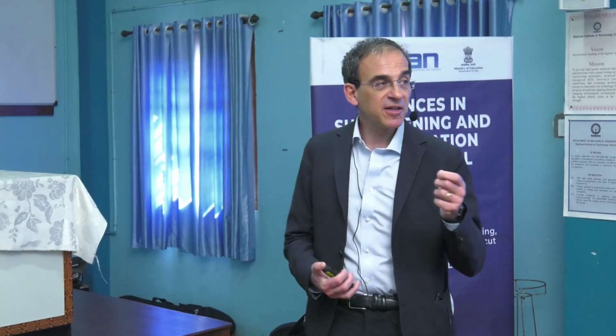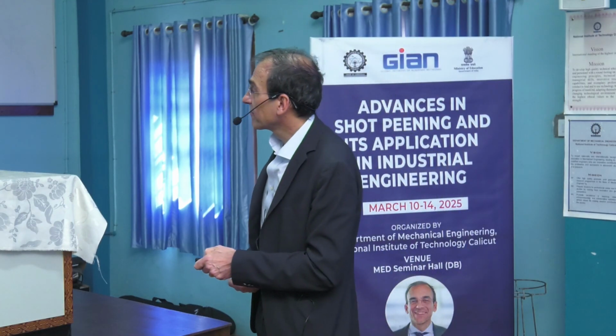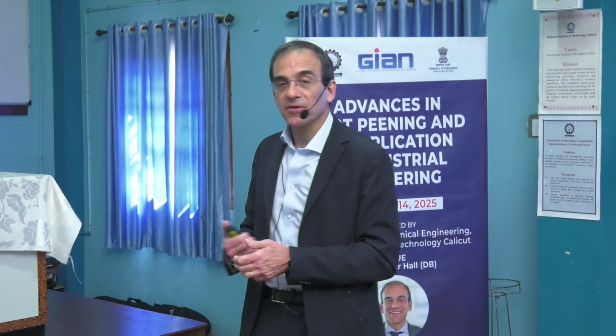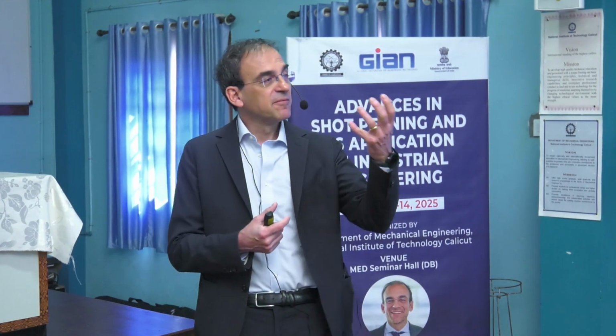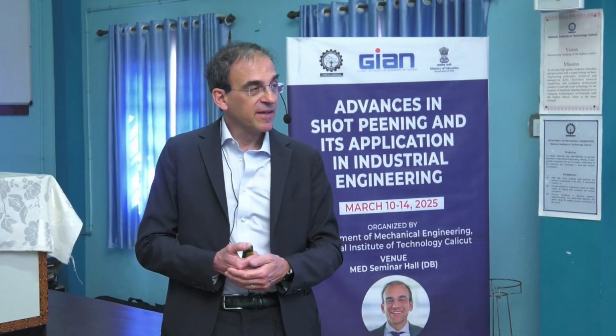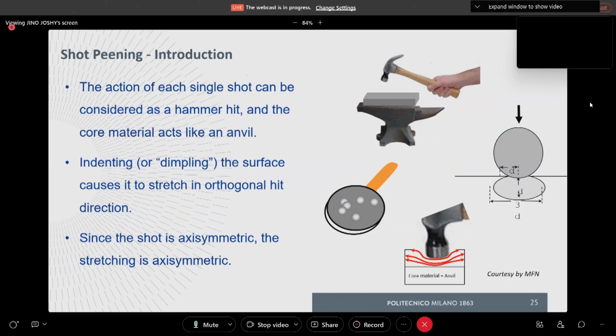Each single shot can be considered as a hammer hit, a small hammer hit, and the indenting stretches the surface in the orthogonal direction. That is to say, by means of shot peening, the single indentation is circular, and so there is stretching in the plane orthogonal to the impact direction. Okay, and so the shot is axisymmetric, spherical or spheroidal, and also the stretching is axisymmetric, the single one at least.